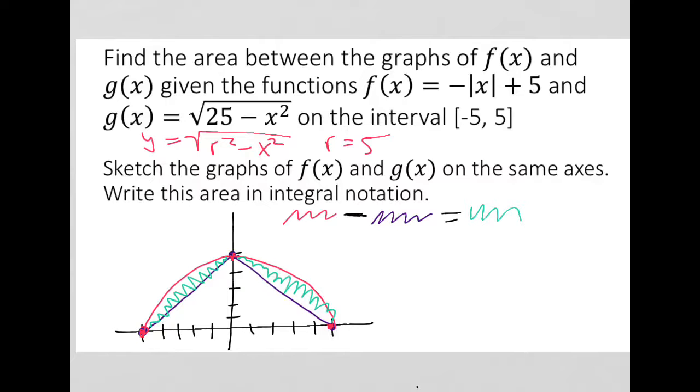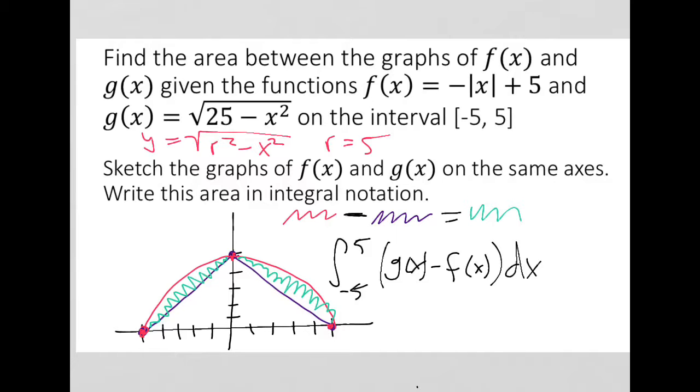So in integral notation, what I'm saying is I want to find the integral between -5 and +5 of, I want my pink function, which is g of x, minus my purple function, which is f of x, and I'm integrating with respect to x. And I could substitute those actual functions in if I wanted to. I could write it as two separate integrals if I wanted to. Plenty of options here, but that gets the job done.